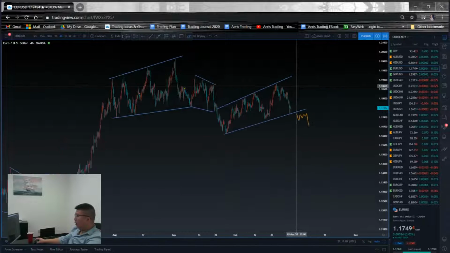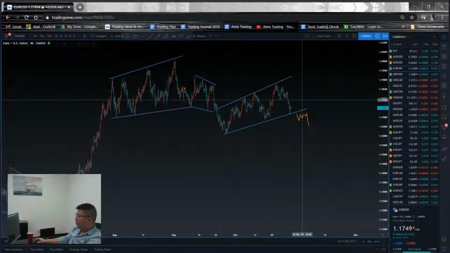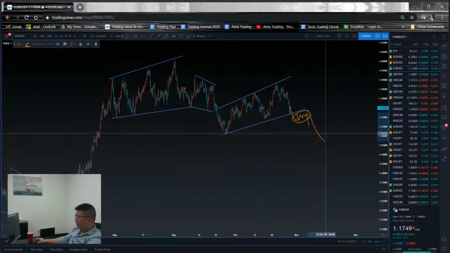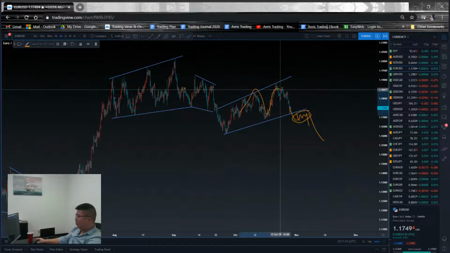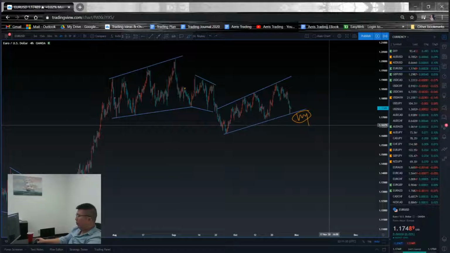But euro dollar for me, because we dropped down this already and we're potentially still in this overall channel, I'm looking for a breakout, and then it would be more ideal in this case, forming a right shoulder, whatever this correction is going to do, and then completing this out here. That's euro dollar. Let's jump to pound dollar.